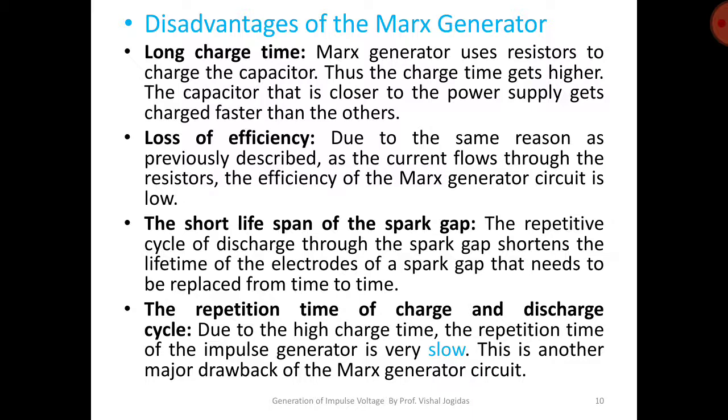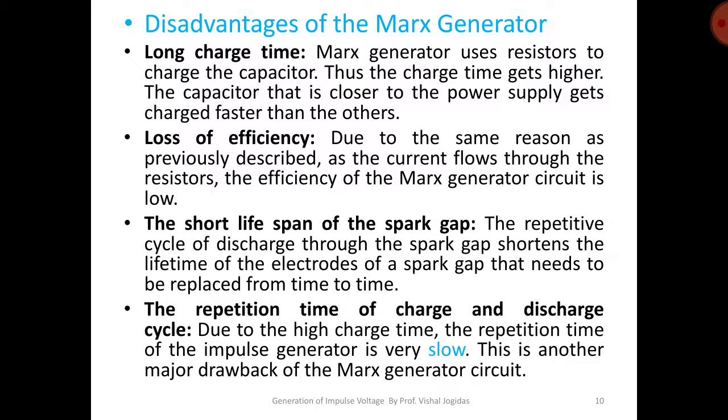Next one is loss of efficiency. Due to the same reason as previously described, as the current flows through the resistors, the efficiency of the Marx generator circuit is low. Why? When the current flows through the resistor, I squared R loss takes place. When the losses increase, obviously the efficiency of the system decreases.